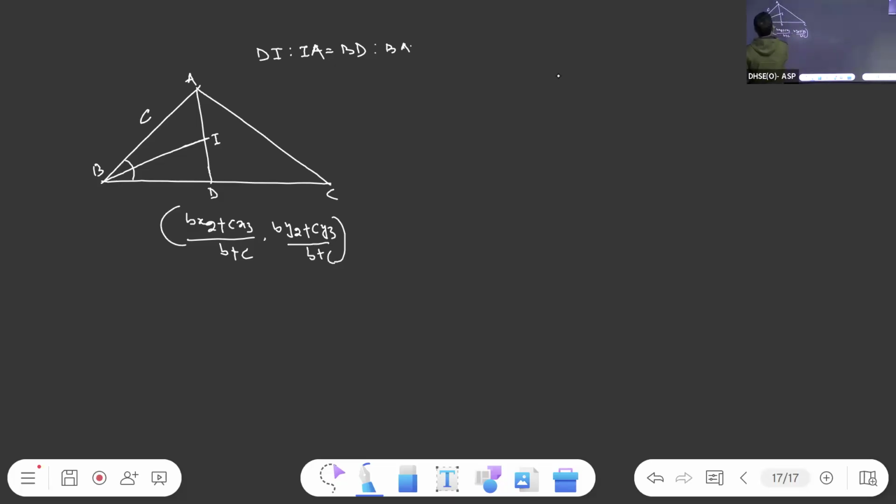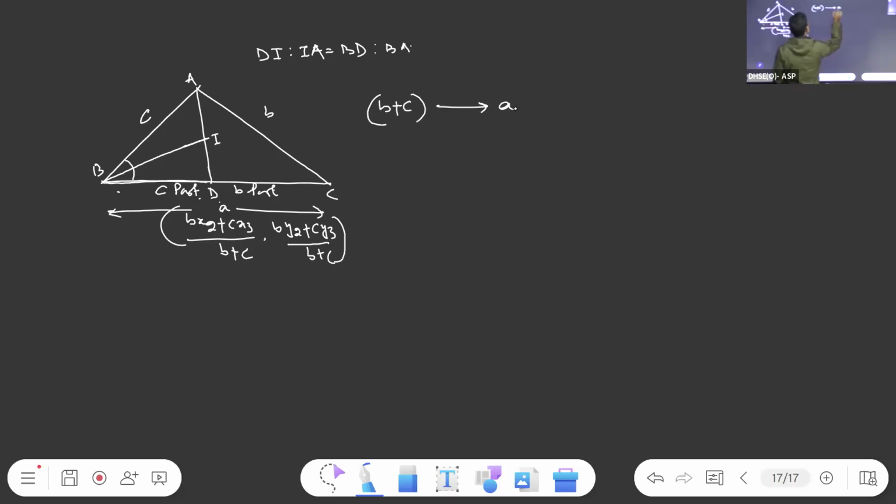How to find the length BD? The total length BC is equal to A units. D divides BC in the ratio C is to B. That means this is the C part, this is the B part, and the total is B plus C parts. So B plus C parts correspond to length A. Length BD is the C part and length DC is the B part.